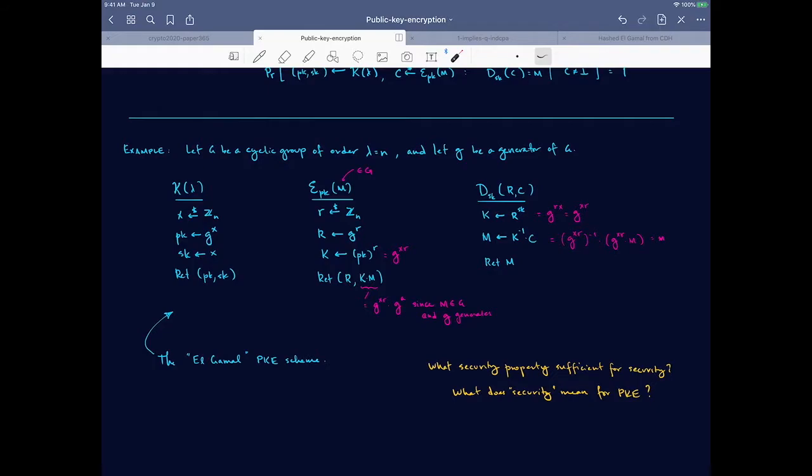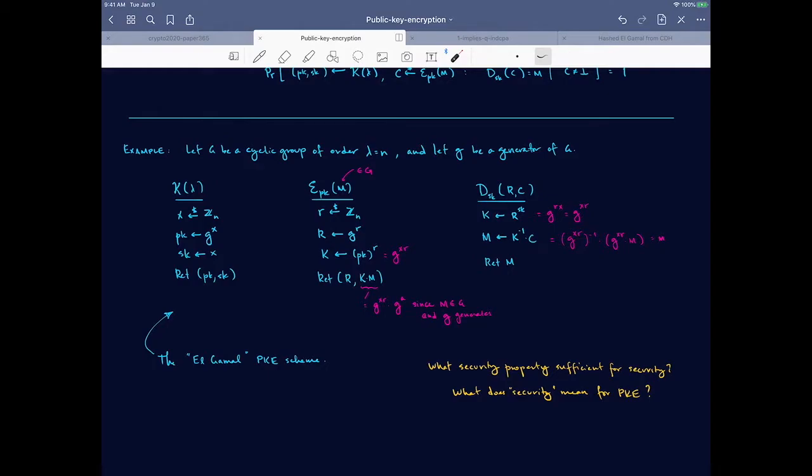Key generation works by first picking an exponent x out of the numbers between 0 and n-1. Recall that n is the order of the group. So we're really just picking an exponent x, like Alice picking her exponent. The public key is then going to become g to the x. That's what everybody's going to get to see. The secret key is going to be x, the discrete log of the public key. And then we'll output that public key, secret key pair.